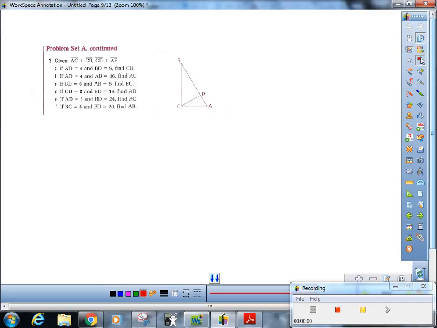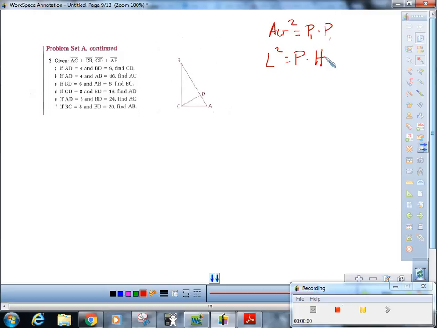Here we got 6 different parts. So, we remember that altitude squared is part times part, and leg squared equals part times whole, where whole really means the hypotenuse, but it's also like the whole thing.